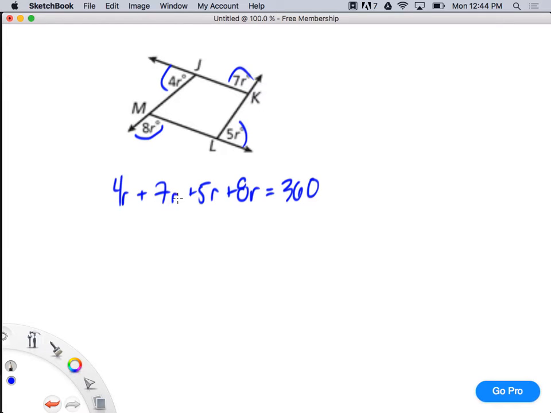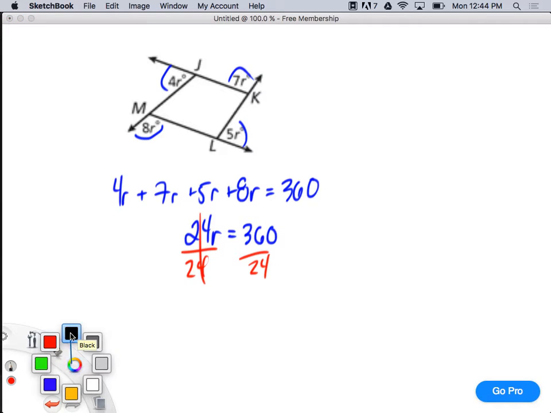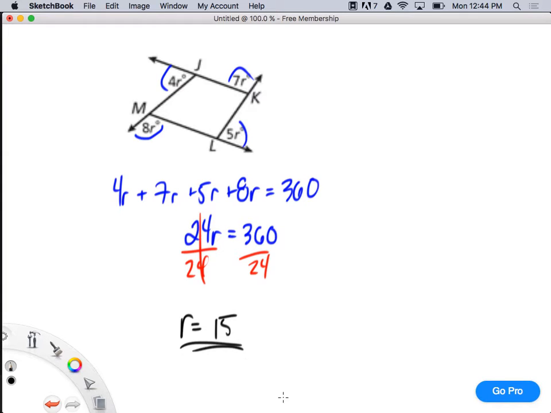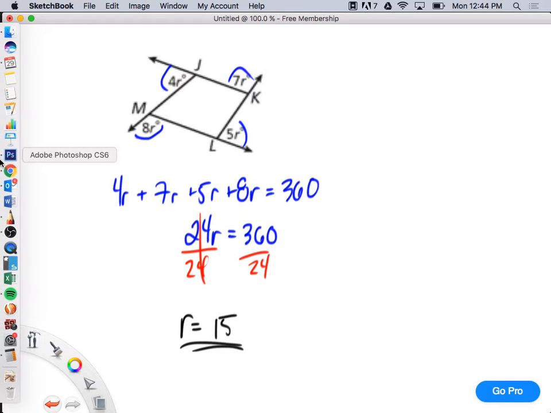4 plus 7 is 11, plus 5 is 16, plus 8 is 24. 24R equals 360. Divide both sides by 24. We get R equals 15. Is that pretty clear? All right, you guys ready to Kahoot? Every time it's exterior, it's equal to, add up to 360.